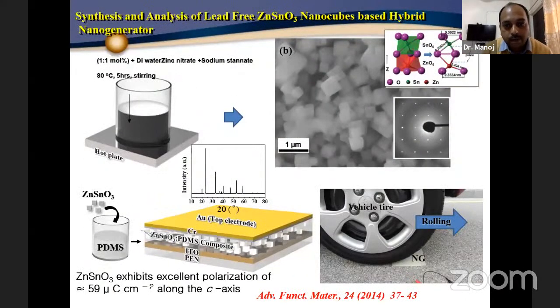Okay, this is the rollable device. Now, as I discussed, we need to see the power efficiency, and the nanostructures were randomly aligned in the polymer matrix, so electric dipoles may be randomly aligned. We have to align them in a vertical direction.